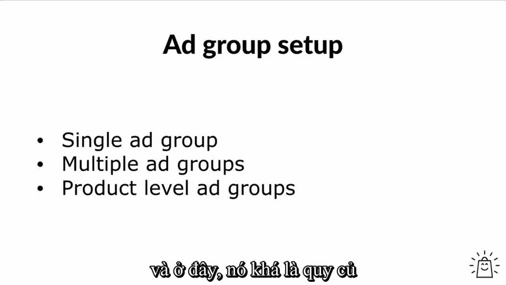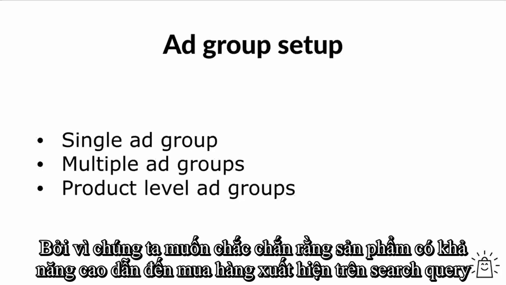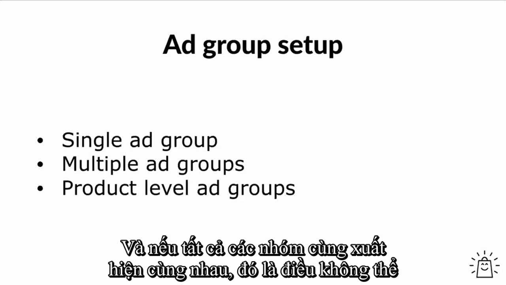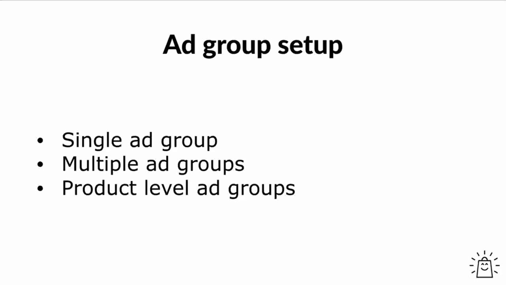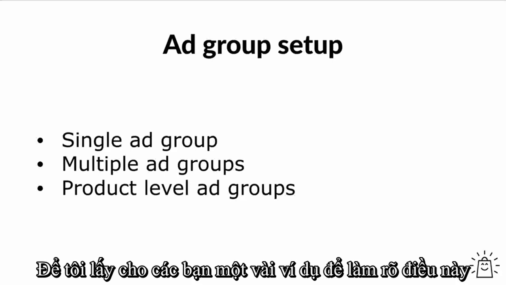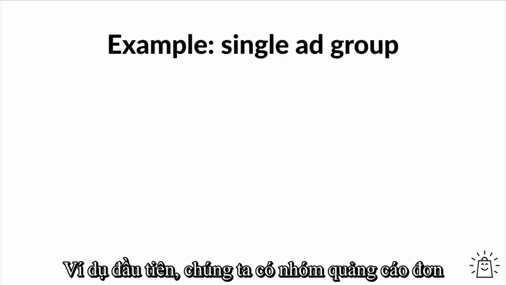And here it's a little bit the same because we want to be sure that the products that are most likely to lead to a sale show up for search queries. And if they're all grouped together, that's not possible. Let me take you through a couple of examples that will make this more clear. So first example is we have a single ad group.